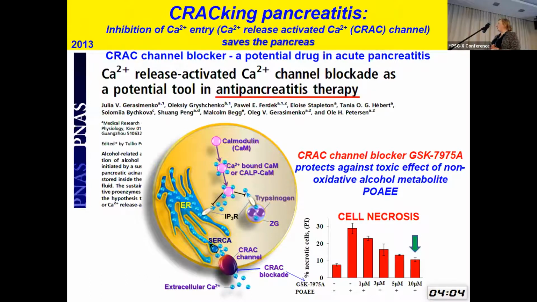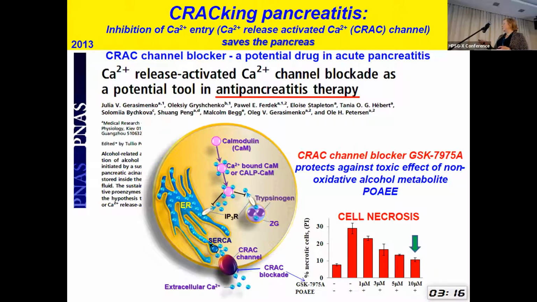So previously we have proposed, as Ola already described nicely, to treat pancreatitis using inhibition of calcium entry by specific ORAI1 CRAC channel inhibitors. And we used by that time a GSK compound produced by GlaxoSmithKline, GSK-7975A, which has nicely blocked the main toxic effect of the non-oxidative alcohol metabolite POEE. Finally, we found that cell necrosis was dramatically suppressed. And this protective mechanism was developed further. So we had confirmation from in vivo experiments using the same blocker.